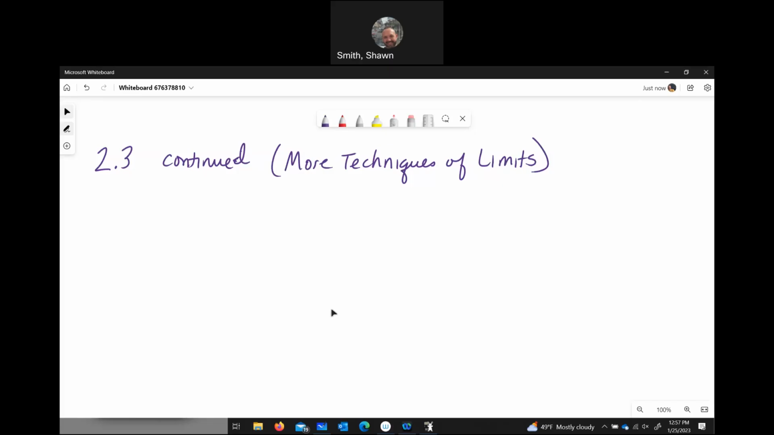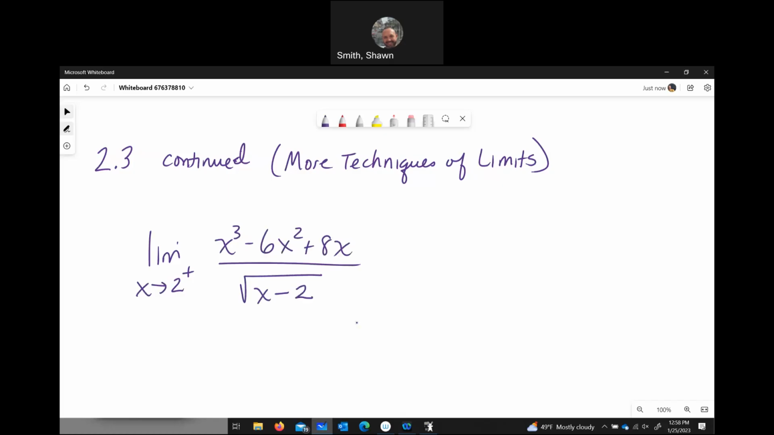All right, if I ask you, find the limit as x approaches 2 from the right of x cubed minus 6x squared plus 8x over the square root of x minus 2. All right, so if you could factor everything, it would be a lot easier to do.